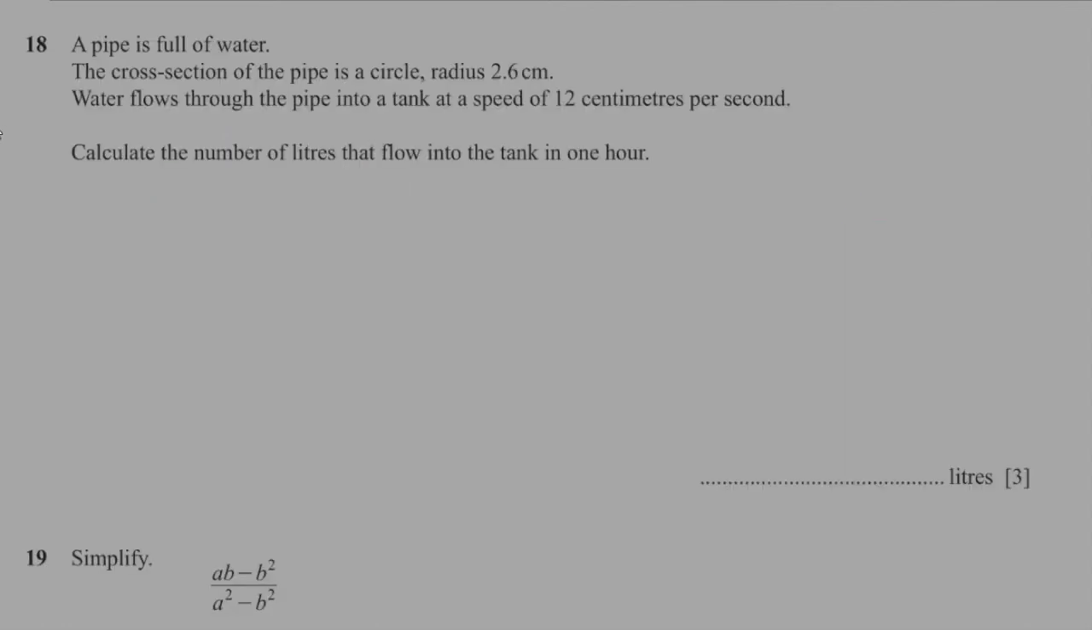Question number 18. A pipe is full of water. The cross section of the pipe is a circle, radius 2.6 centimeters. Water flows through the pipe into a tank at a speed of 12 centimeters per second. Calculate the number of liters that flows into the tank in an hour. Right, so this speed over here, 12 centimeters per second, gives the height of the cylinder, which is the tank. So we have the radius as 2.6 and the height as 12 centimeters.